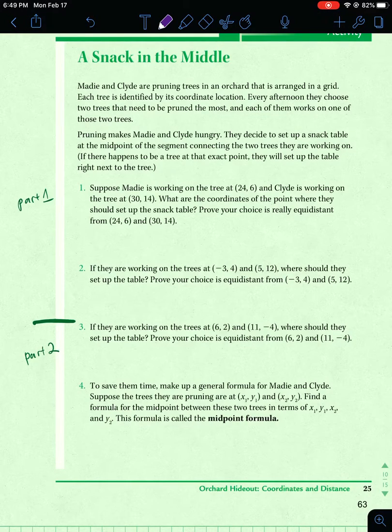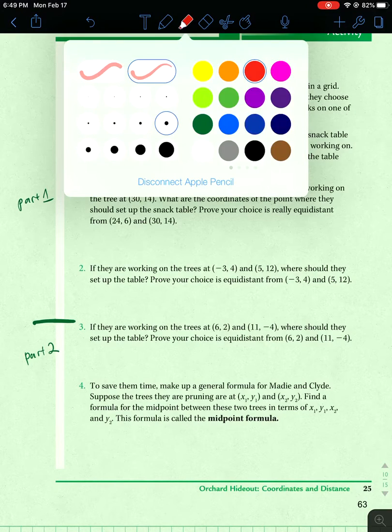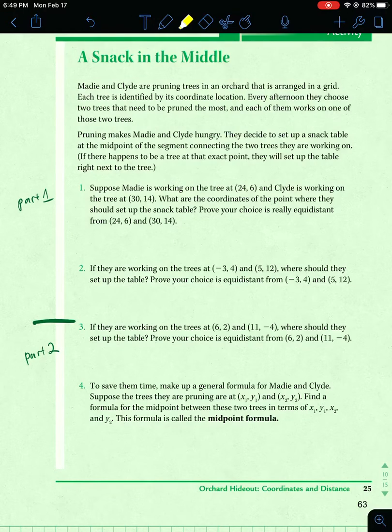So in this task, a snack in the middle, Maddie and Clyde were pruning some trees in an orchard that is arranged in a grid. How convenient. Each tree is identified by its coordinate location. Even more convenient, every afternoon they choose 2 trees that need to be pruned the most, and each of them works on one of those 2 trees.